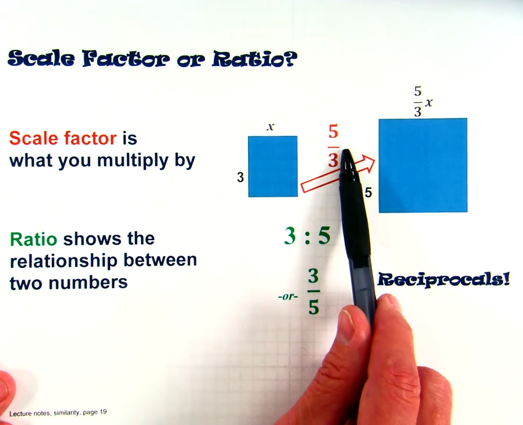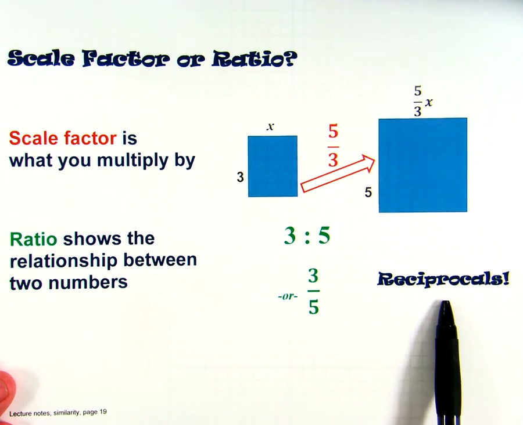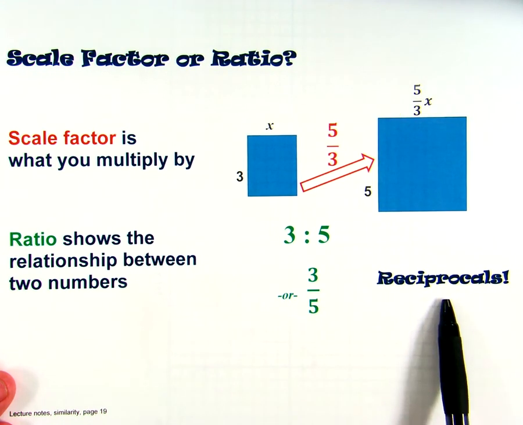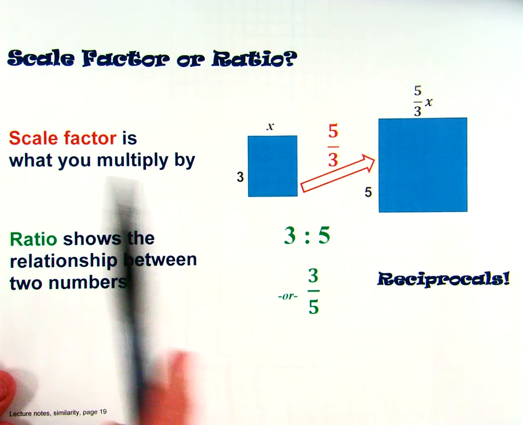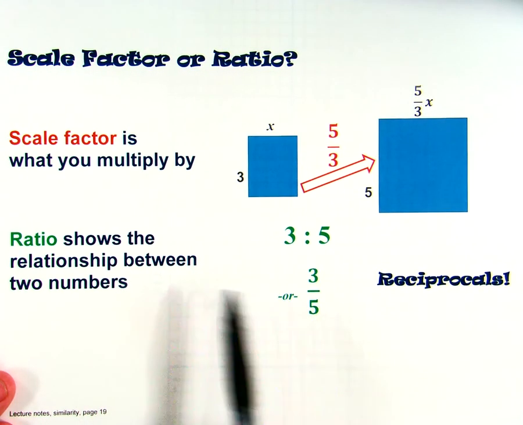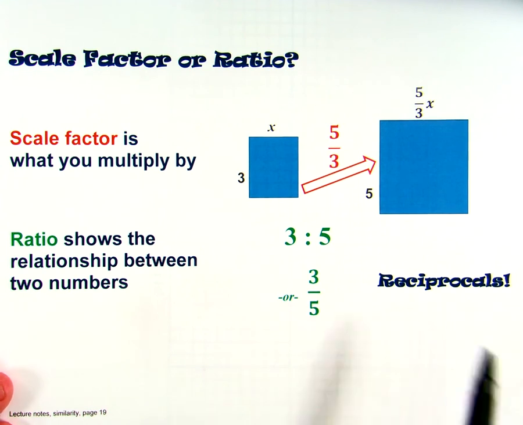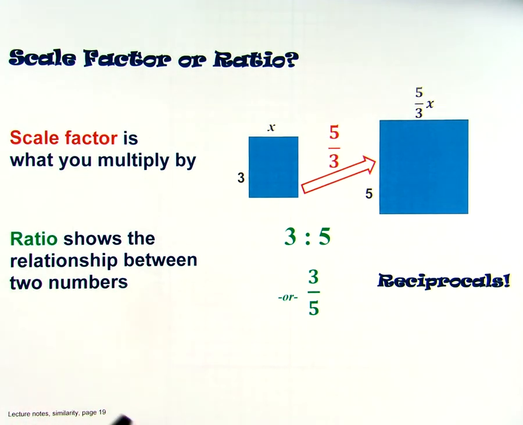Notice that the scale factor and the ratio are reciprocals when technically and specifically examined. So the scale factor is 5 over 3, the ratio 3 over 5. We're talking about different aspects of these drawings, and they are reciprocals. You'll have to be careful to make sure that you know what you're doing when you do it.